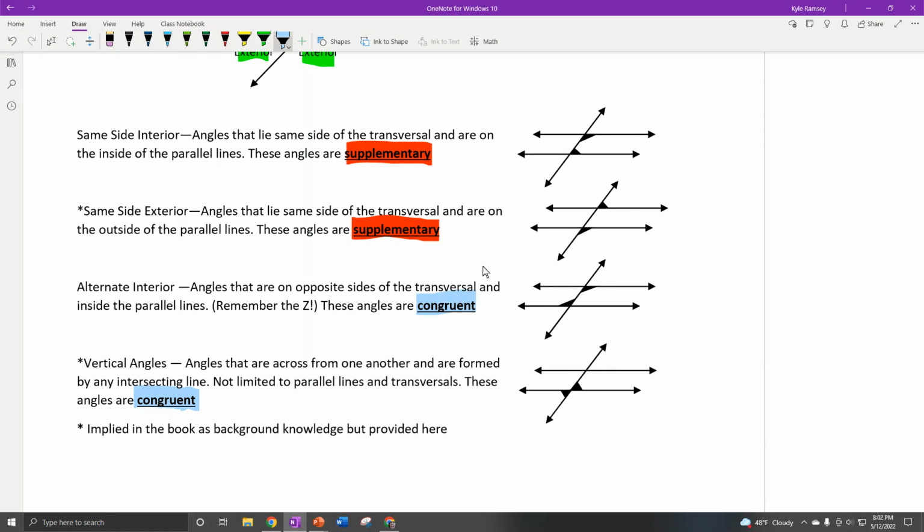So alternate interior, the Z pattern. So the Z pattern would be like that. So alternate interior angles are on opposite sides of the transversal and the inside of the parallel lines. Remember the Z, these angles are congruent. And then we have vertical angles.